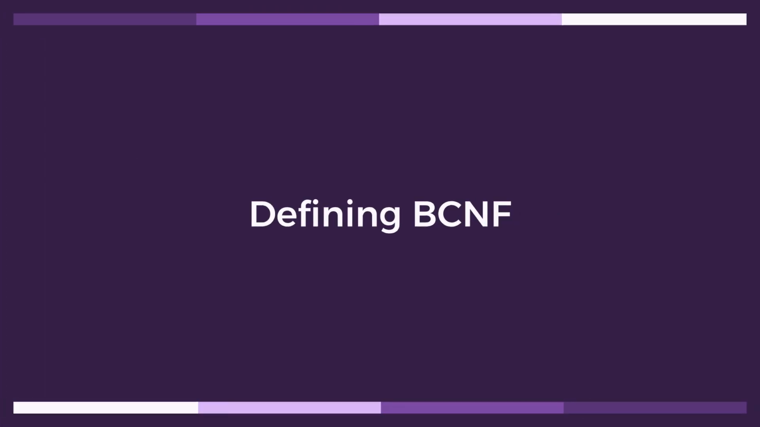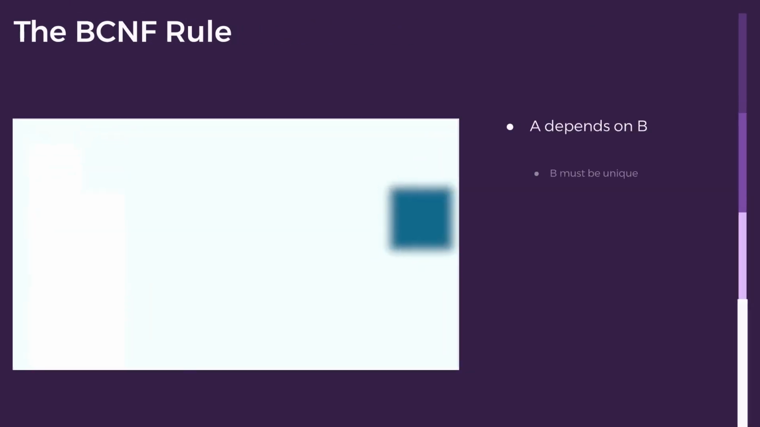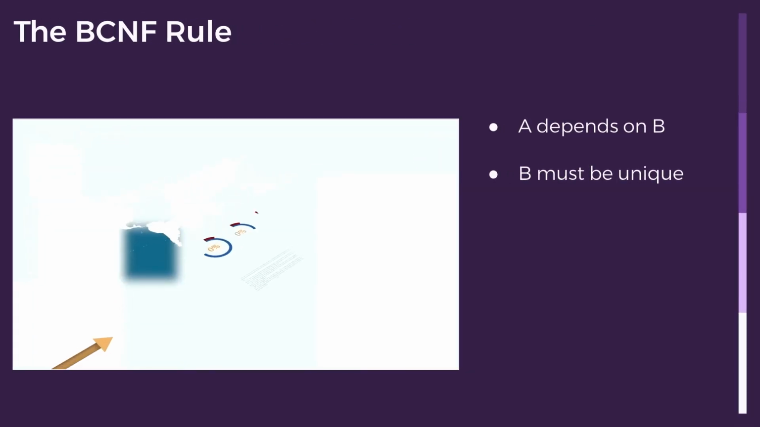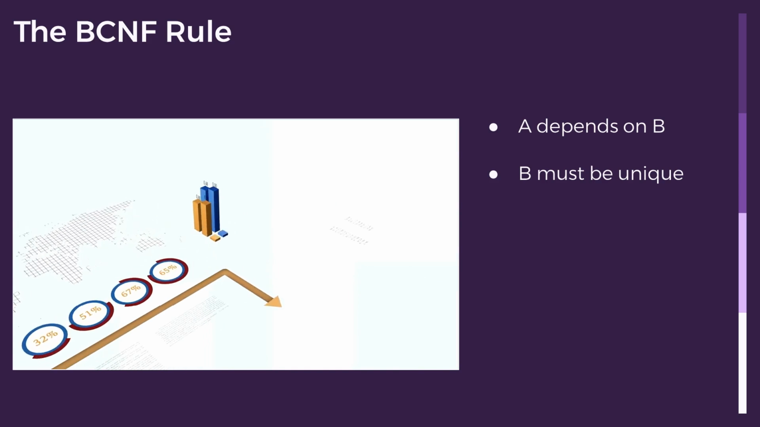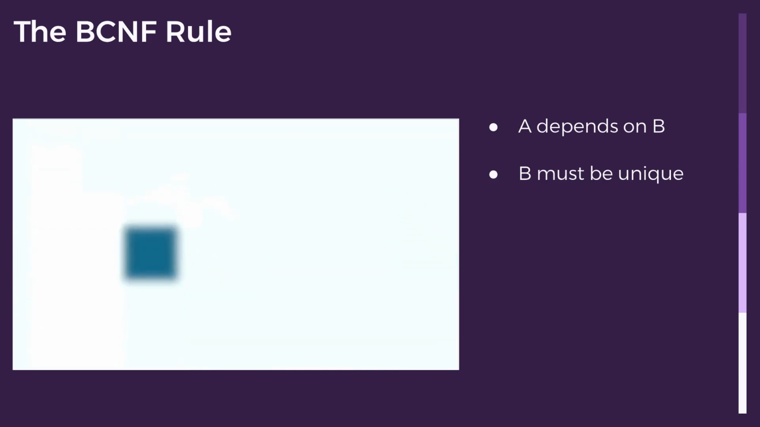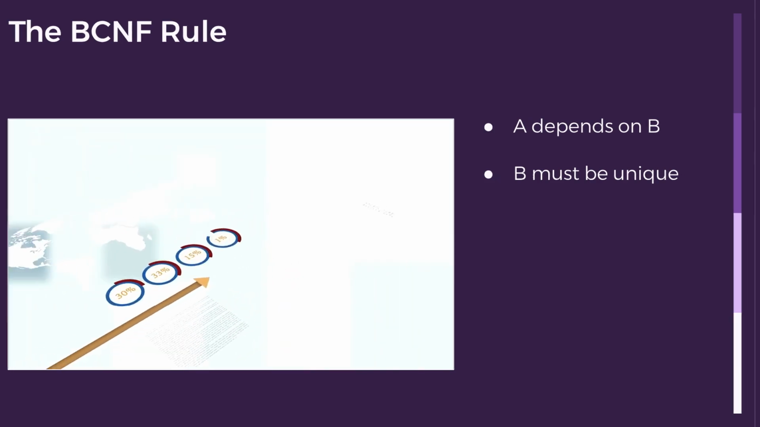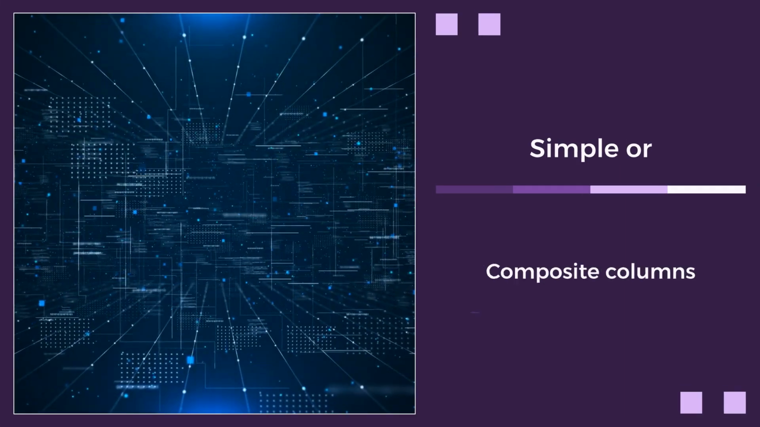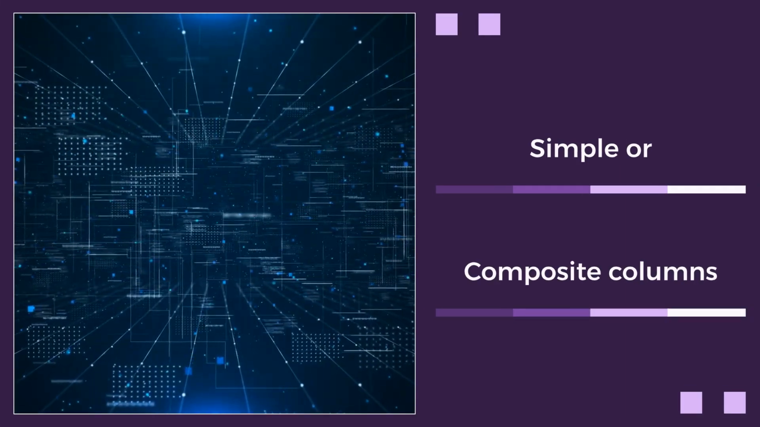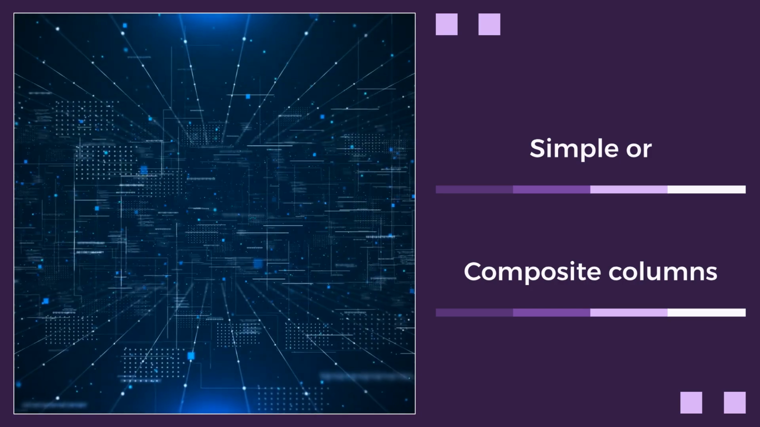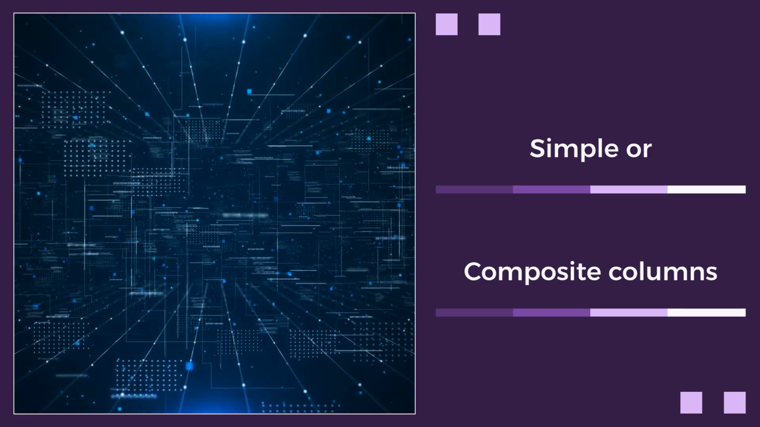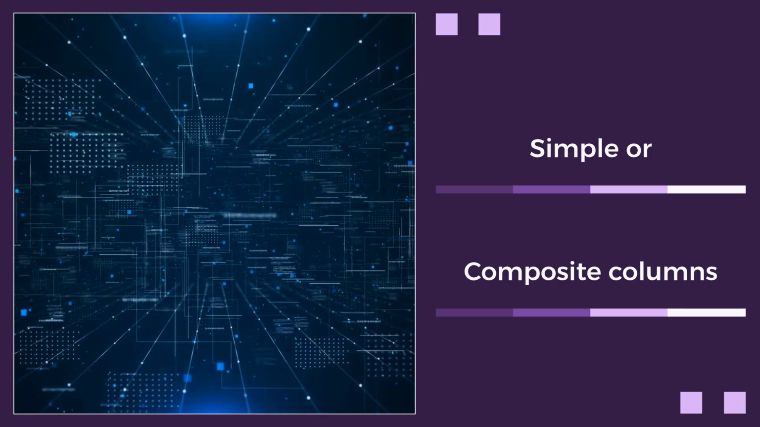So what exactly is BCNF? Let's look at the formal definition. A table is in Boyce normal form if, whenever column A depends on column B, then B must be unique. This unique column B is the key determinant. It's important to remember that columns A and B in this dependency rule may be either simple, meaning single columns, or composite, meaning multiple columns combined.